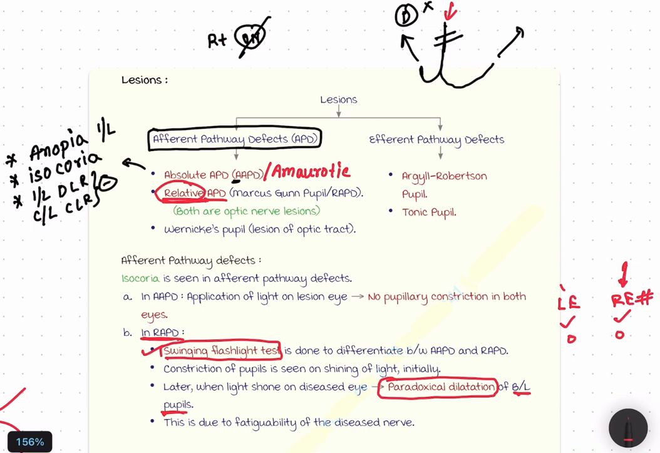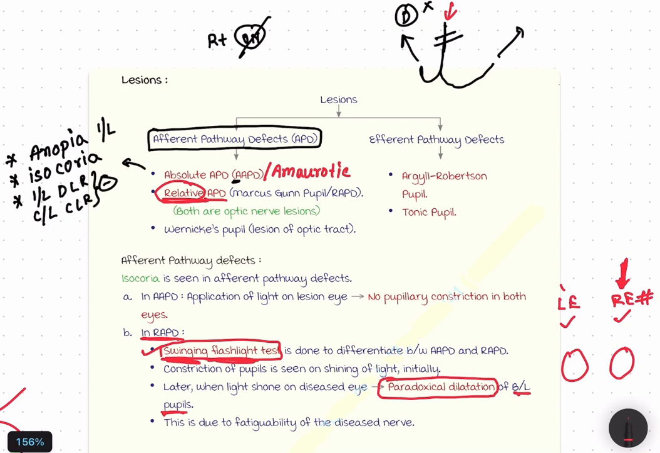That's why it is the swinging flashlight test. It is not just illuminating once; you are giving light and withdrawing it, giving light, withdrawing it. By this method you are provoking the optic nerve to be fatigued, and once it is fatigued it will not respond to light. So once you throw the light, it will paradoxically dilate, and as it is an afferent defect, obviously both pupils will show this paradoxical dilatation. This is what is known as the pupillary escape phenomenon.